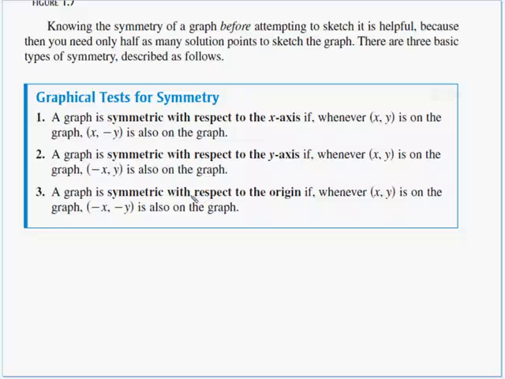Number 3 is about origin symmetry. It says if whenever (x, y) is on the graph, (negative x, negative y) is also on the graph.